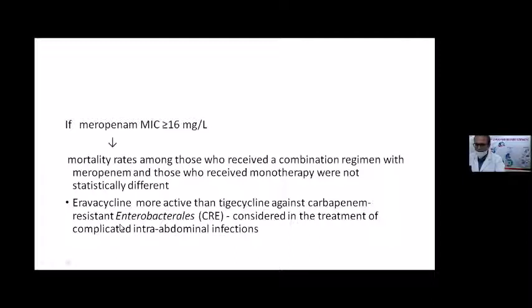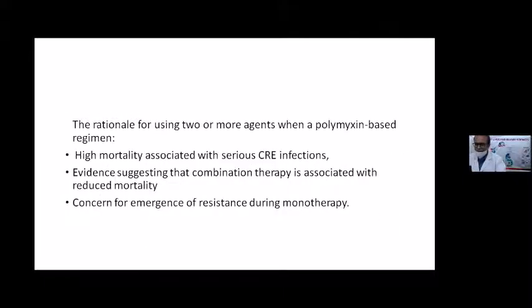Now, apart from tigecycline, there is one more available in the same category, called eravacycline. It is more active than tigecycline against carbapenem-resistant Enterobacteriaceae, and it should be considered superior for complicated intra-abdominal infection. But the problem with this new antibiotic is that it is gaining resistance very, very fast, faster than tigecycline. But tigecycline has many more issues, which I'll be discussing when I discuss Acinetobacter. It has some inherent issues as well.